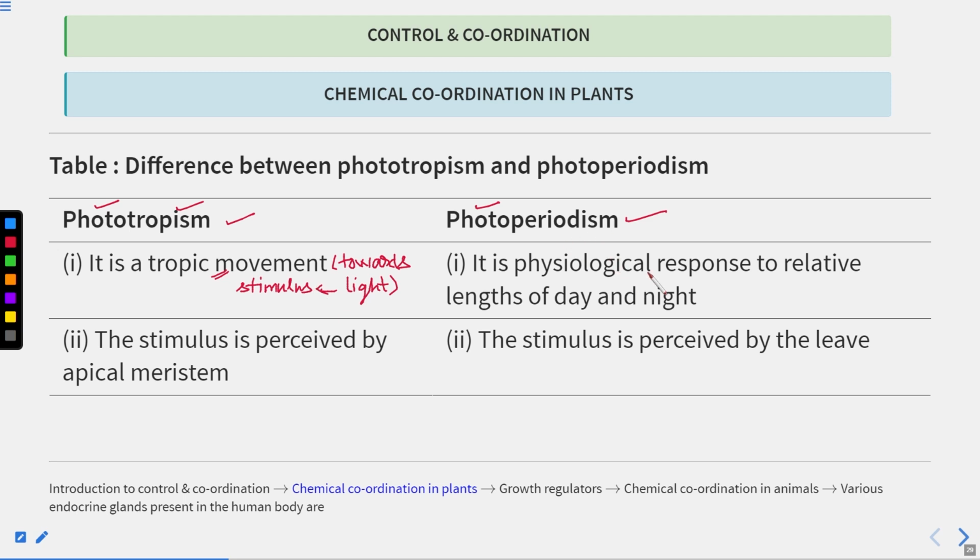Okay. Now what is photoperiodism? It is the biological or physiological response to the relative lengths of day and night. Clear? This is photoperiodism. Now the stimulus, which is the light, is perceived by the apical meristem in phototropism, and in photoperiodism the stimulus is perceived by the leaves. Okay, this is also clear. So during phototropism, the apical meristem, such as the shoot apical meristem, perceives the stimulus, which is the light. Here, in photoperiodism, light is again the stimulus, which is perceived by the leaves. Okay, and we have discussed which pigment is involved here. Phytochrome is involved, which exists in two forms, PFR as well as PR.